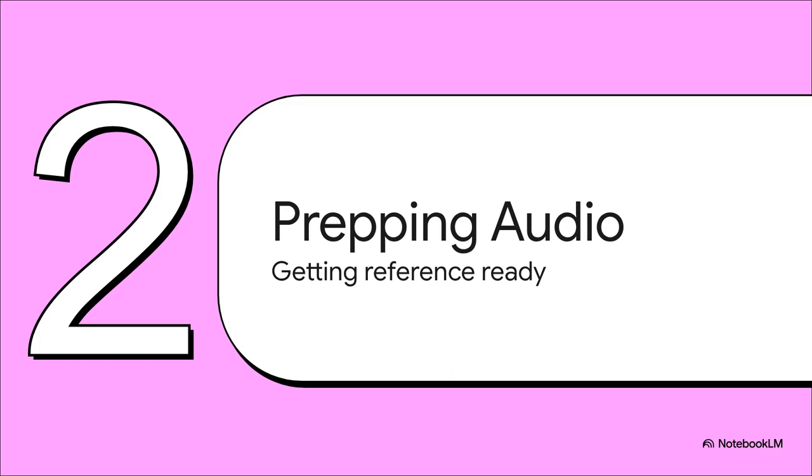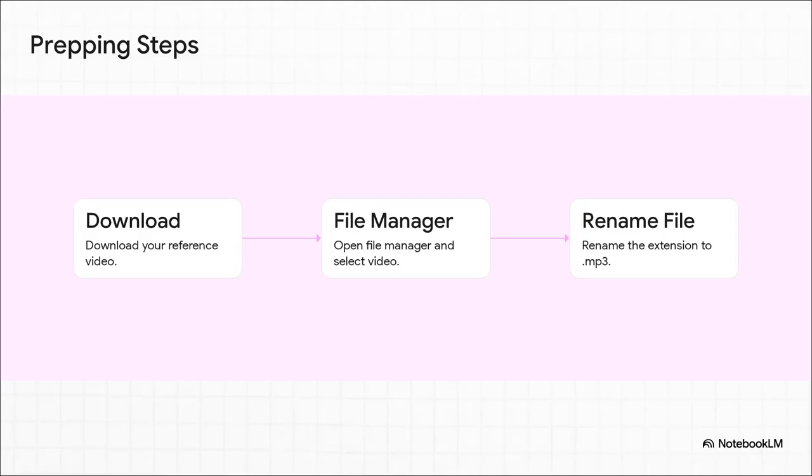Moving on to section 2, prepping your reference audio. The source reveals an amazingly simple hack for getting the audio you need. You absolutely don't need expensive software for this. Just download a clip of a creator whose vibe you love, open up your file manager, and literally just rename the file extension. Change that .mp4 right over to .mp3. Boom, just like that, you've got an audio file ready for analysis.